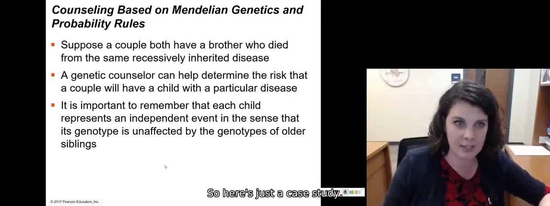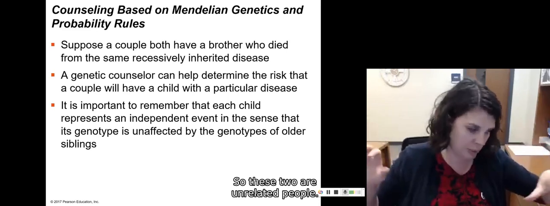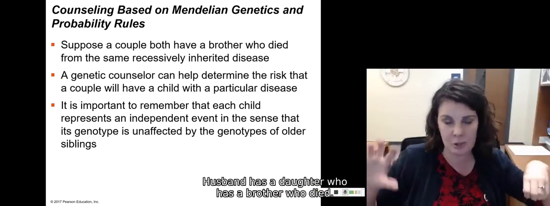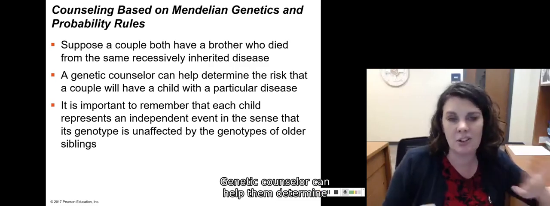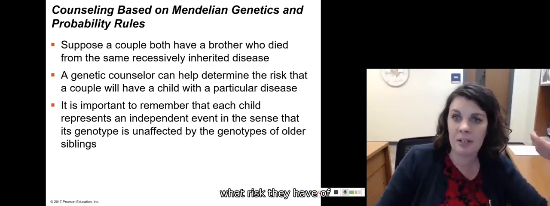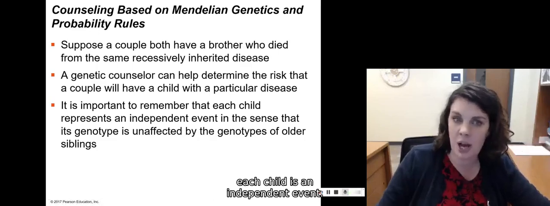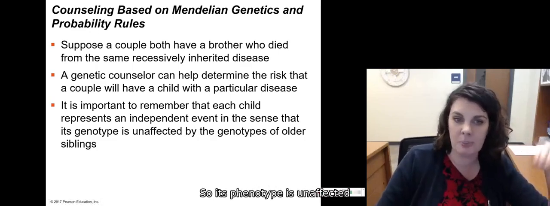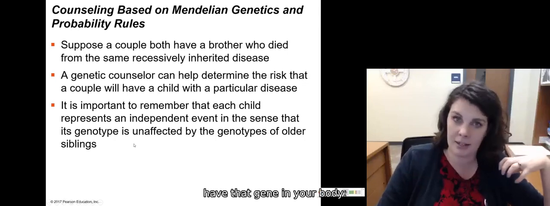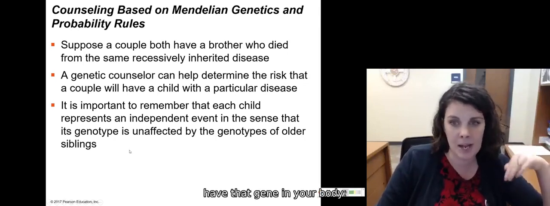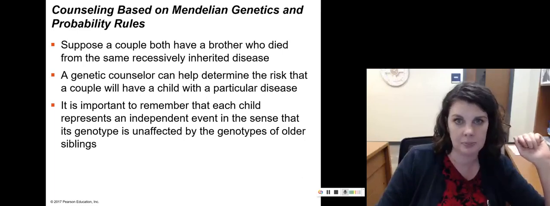So here's just a case study. A couple both have a brother who died from the same recessively inherited disease. So these two unrelated people. Wife has a brother who died. Husband has a brother who died. They both have a brother who died of this recessively inherited disease. So a genetic counselor can help them determine what risk they have of having a child with a particular disease. And important to remember that each child is an independent event, so its genotype is unaffected by the genotypes of older siblings. So just because you have a sibling who has it doesn't mean you have that gene in your body. And just because you have one child with a trait doesn't mean that other children have that trait.